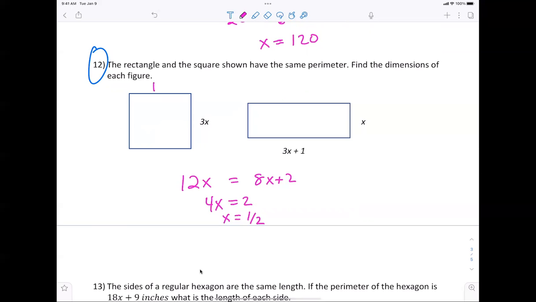Yes. So you can put 1.5, 1.5. All right. So the dimensions of the square, 1.5 by 1.5. Now talk to me about the rectangle. Okay. Which is? Say it again. I didn't hear you. Well, it's 3 times 1/2 plus 1, or 1.5 plus 1.